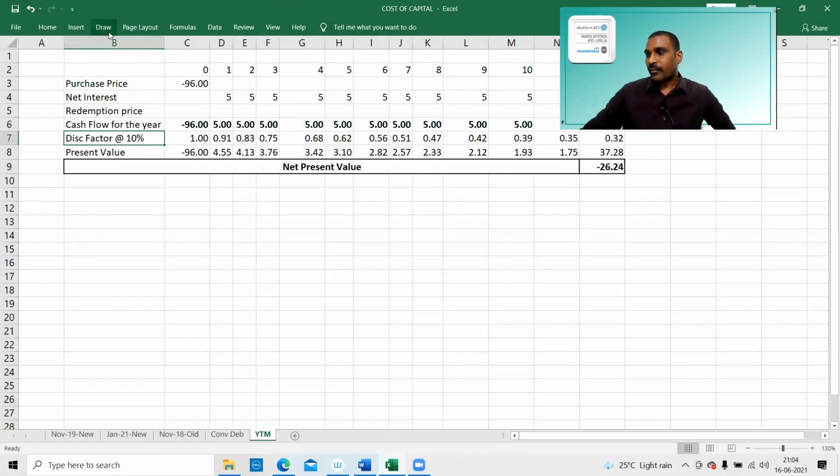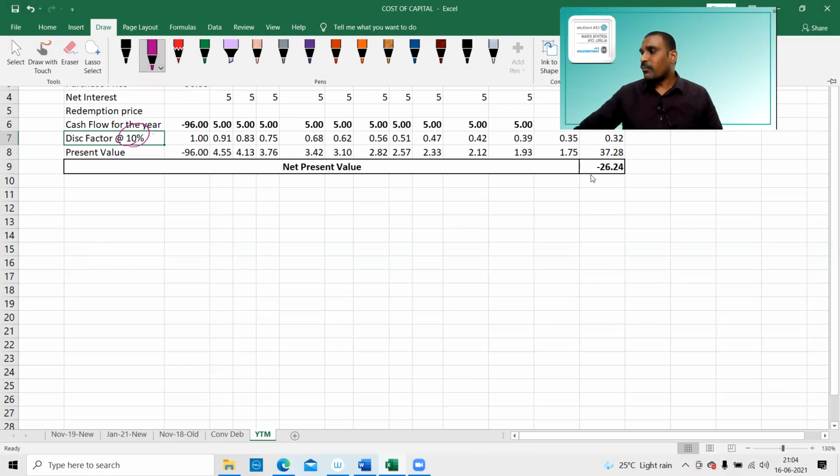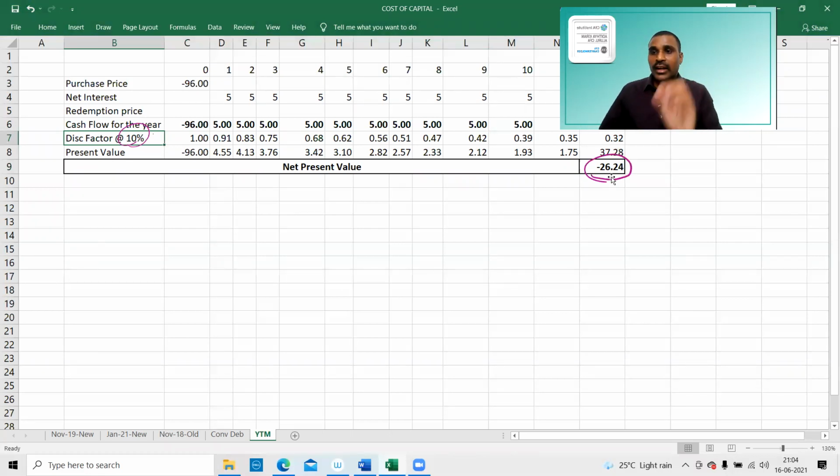This is our guess rate, just as we have tried. Our guess rate is wrong. Sir, why is our guess rate wrong? Because NPV is not 0. If you get the NPV as 0, then our guess rate is correct. Since the NPV is other than 0, our guess rate is not correct.